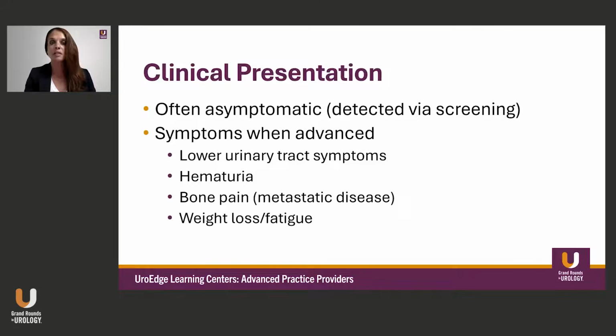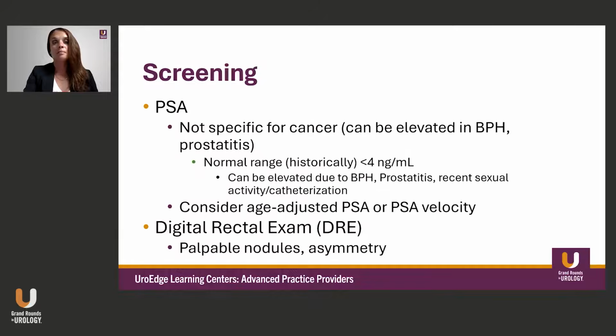So starting with clinical presentation for prostate cancer patients, most patients typically are actually asymptomatic, meaning they have no symptoms when they present. Most of the time, this is detected just via screening, which is why screening for prostate cancer is so important. Symptoms when patients have advanced disease include lower urinary tract symptoms like urgency, frequency, trouble emptying, or pain with urination, hematuria, meaning blood in their urine. In very advanced disease, patients will see bone pain, and that's because they have metastatic disease in their bones, and also then weight loss and/or fatigue.